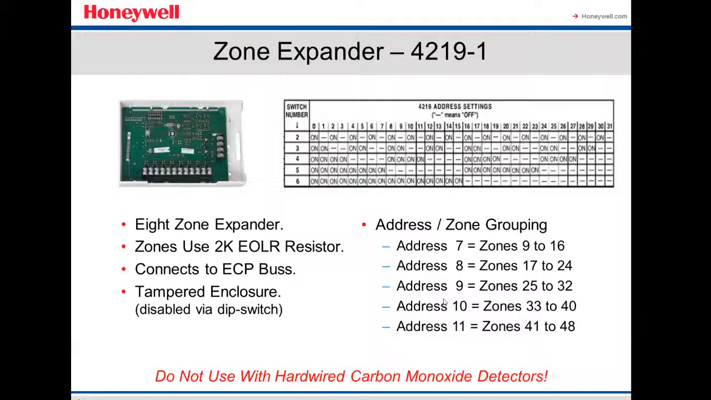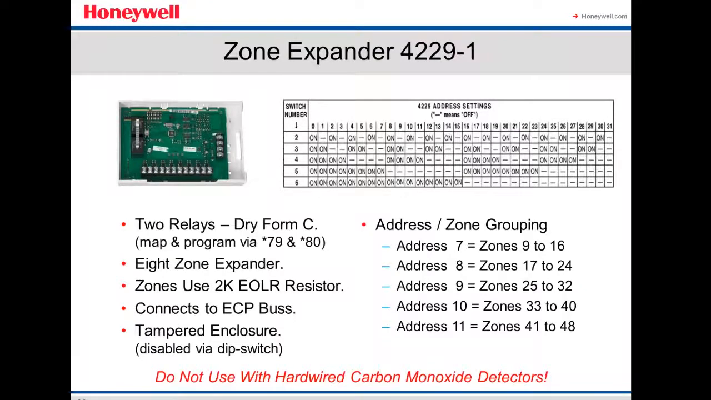This is one of the zone expanders. This is the other one. They work the same. The only difference is that this zone expander comes with two relays here on your left, plus your 8 zones, and the addressing is the same. They use 2K end-of-line resistors. It also connects to the ECP bus, and it has a tamper enclosure.